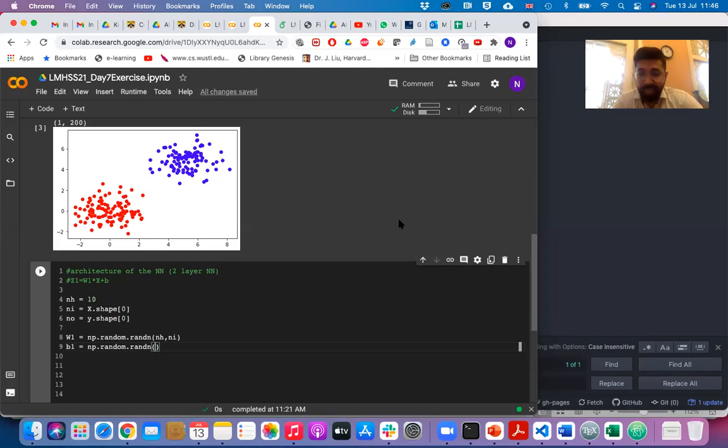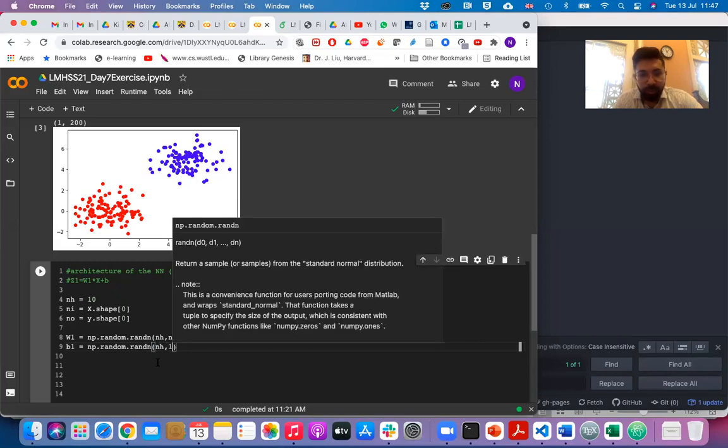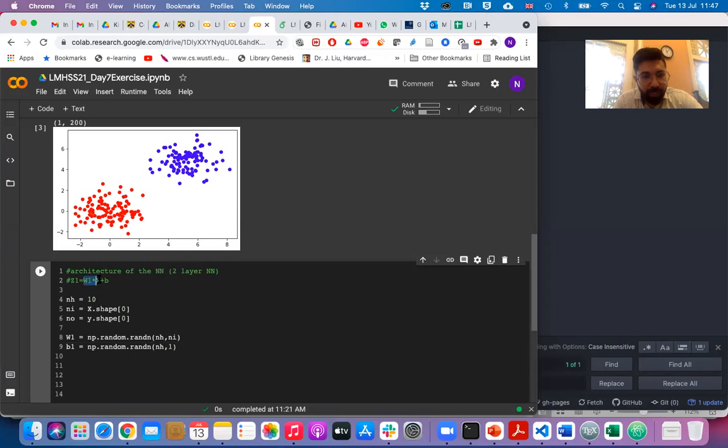Exactly. It's NH times 1. Because you can see that you are adding Wx with B, and you can only add it if the number of rows for these two are the same. If the number of rows are not the same, then we cannot add it. And the number of rows for X, product of W1 times X. So the number of rows for Z1 is NH.